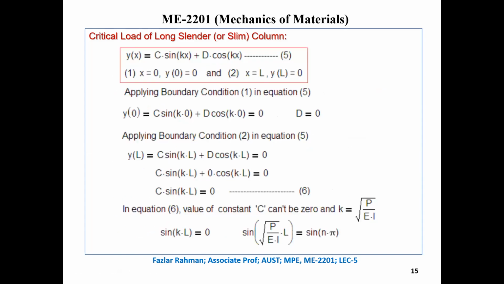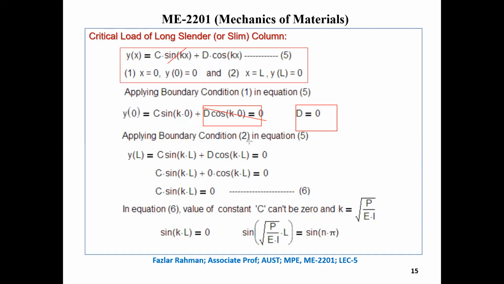So you see, applying boundary condition 1 in equation 5, you put x equal to 0, so sin 0 equal to 0. So this term will be 0, and the y value will be 0. So ultimately, what are you getting? Cos 0 equal to 1. So you get d equal to 0 right over here. So we are getting the constant d equal to 0. So what is our equation coming to? y(x) equal to c sin kx. That is our equation, right?